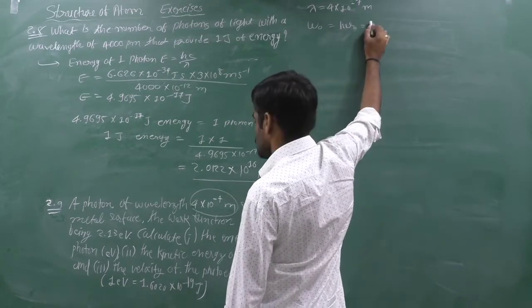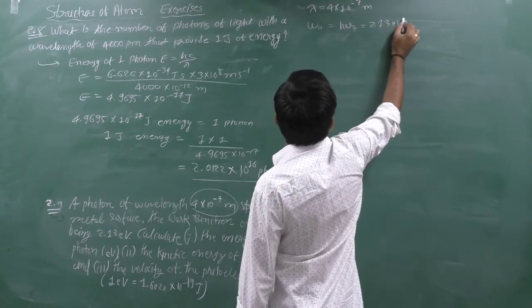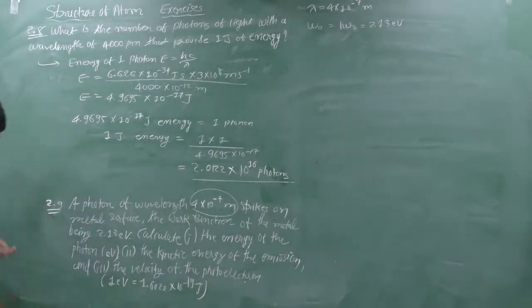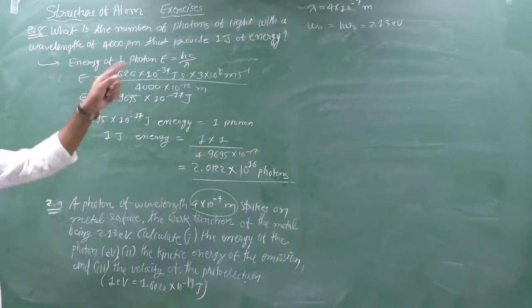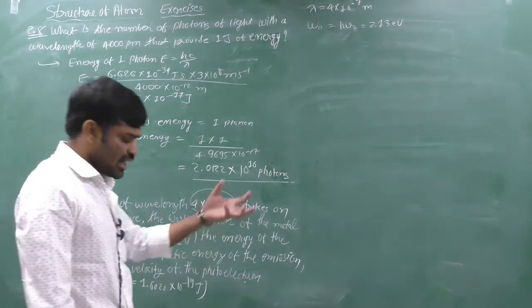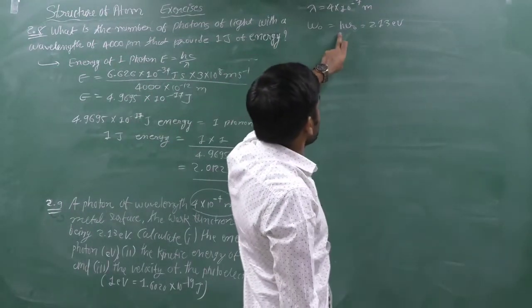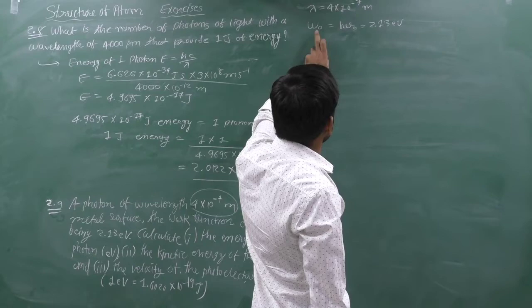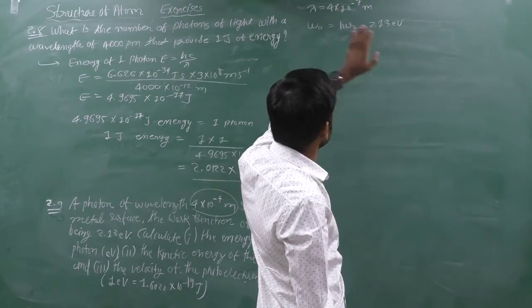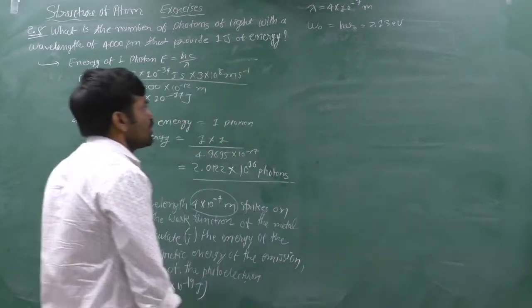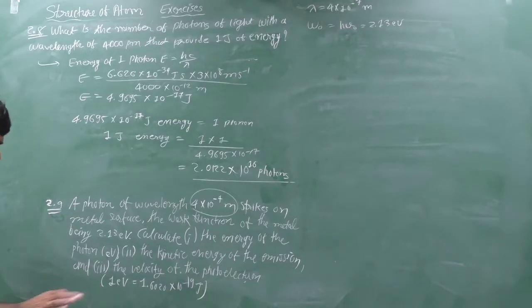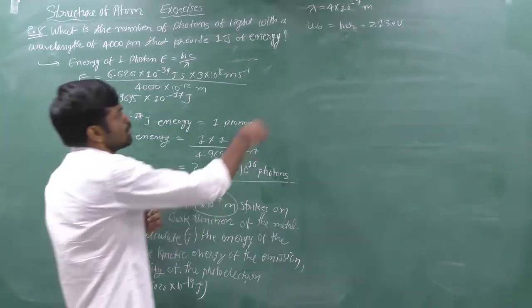W0 is equal to h mu 0. Work function is nothing but the minimum energy required to release the electron from metal surface, which is h mu 0, which we can explain in the theory. The minimum આટલી એનર્જીની રિક્વાયરમેન્ટ પડે કે જે એનર્જીને વર્ક ફંક્શન કહેવાય W0, which is h mu 0, here given in the form of eV 2.13 eV. Then calculate the energy of the photon. First તો આપણને શું કેલ્ક્યુલેટ કરવાનું કીધું? એનર્જી ઓફ ધ ફોટોન. Very simple.